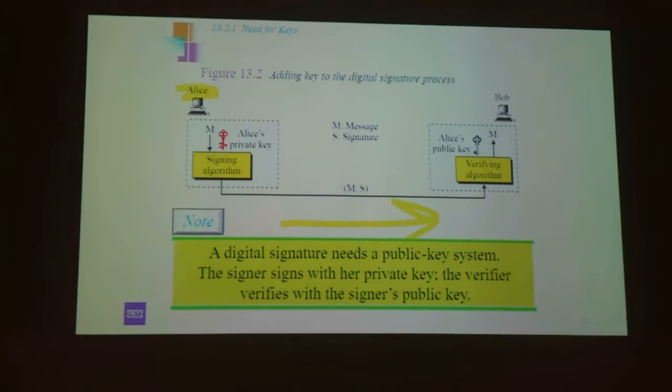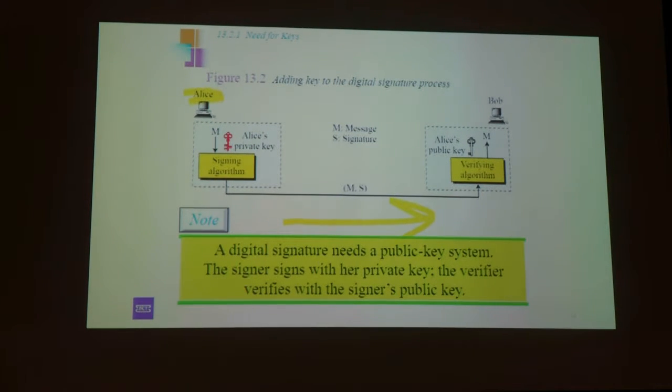Bob now needs to verify that Alice sent the message. So how does he do that? Using the public key of Alice. So a digital signature needs a public key system. You have to have a public key system. The signer signs with her private key. The verifier verifies with the signer's public key. Very simple.